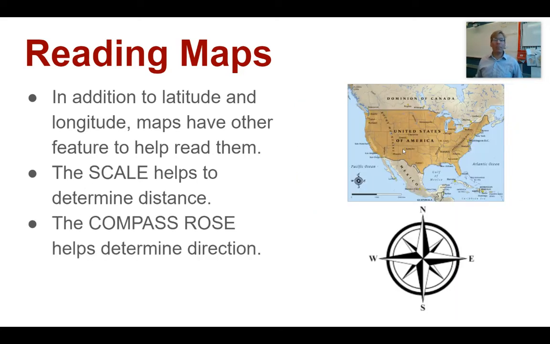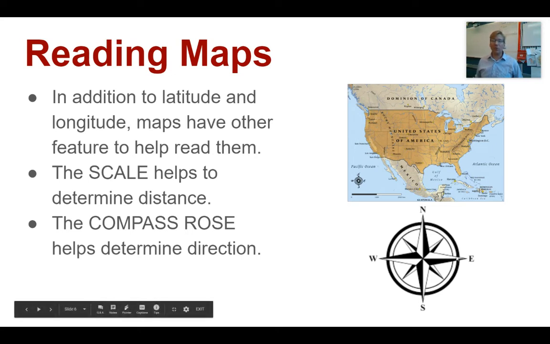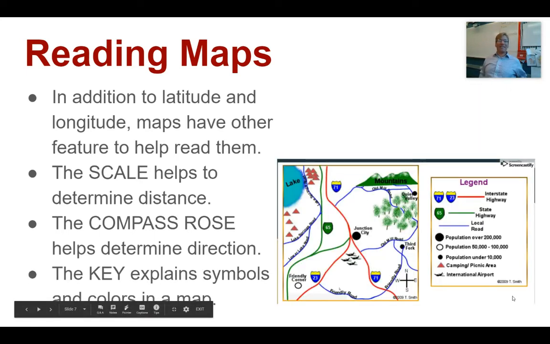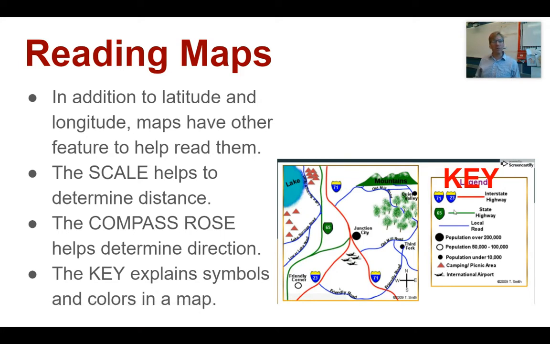We also have the compass rose. The compass rose shows us north, south, east, and west, and can be found on most maps. Here we find it for the map of the United States. The last is the key. Now, the key is sometimes also called a legend, and sometimes it's called a key, but it's going to tell us what all these different symbols on a map and different colors on a map, and sometimes shadings can tell us about that information.